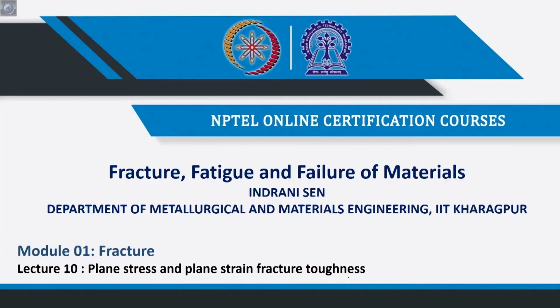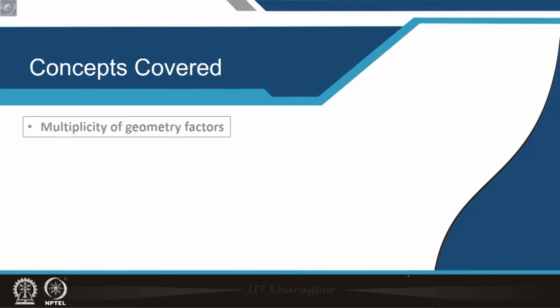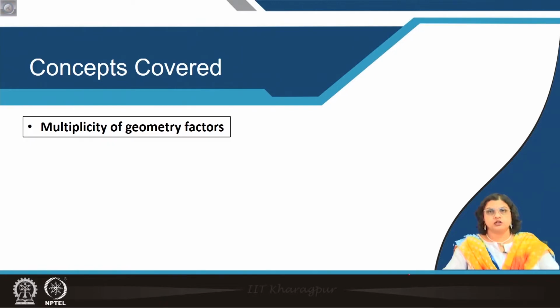Hello everyone, we are now at the 10th lecture of this course, Fracture, Fatigue and Failure of Materials, and in this lecture we are going to discuss the multiplicity of geometry factors, particularly for the determination of fracture toughness, and we will see how, based on the crack size, shape and position, the value of K changes, or in other words the fracture toughness value changes.